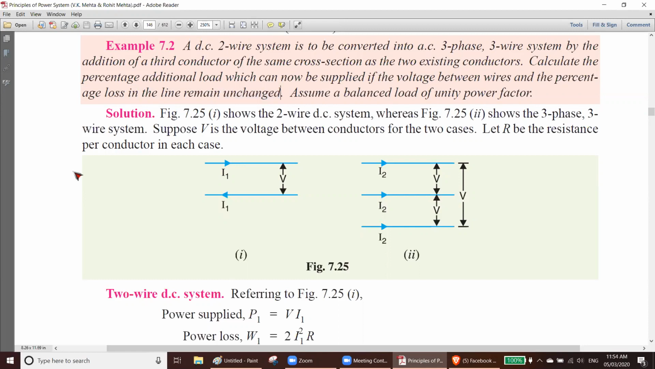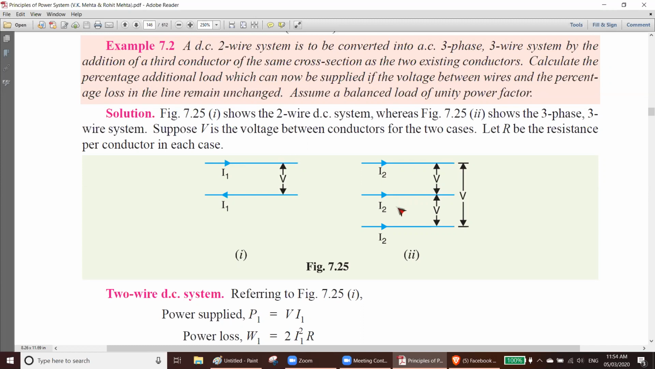Now this one, figure 7.25 shows two-wire DC system. Here, this is your two-wire DC system. One current is going, current is coming back. That means this is positive, this is negative, and the voltage between them is V, right?